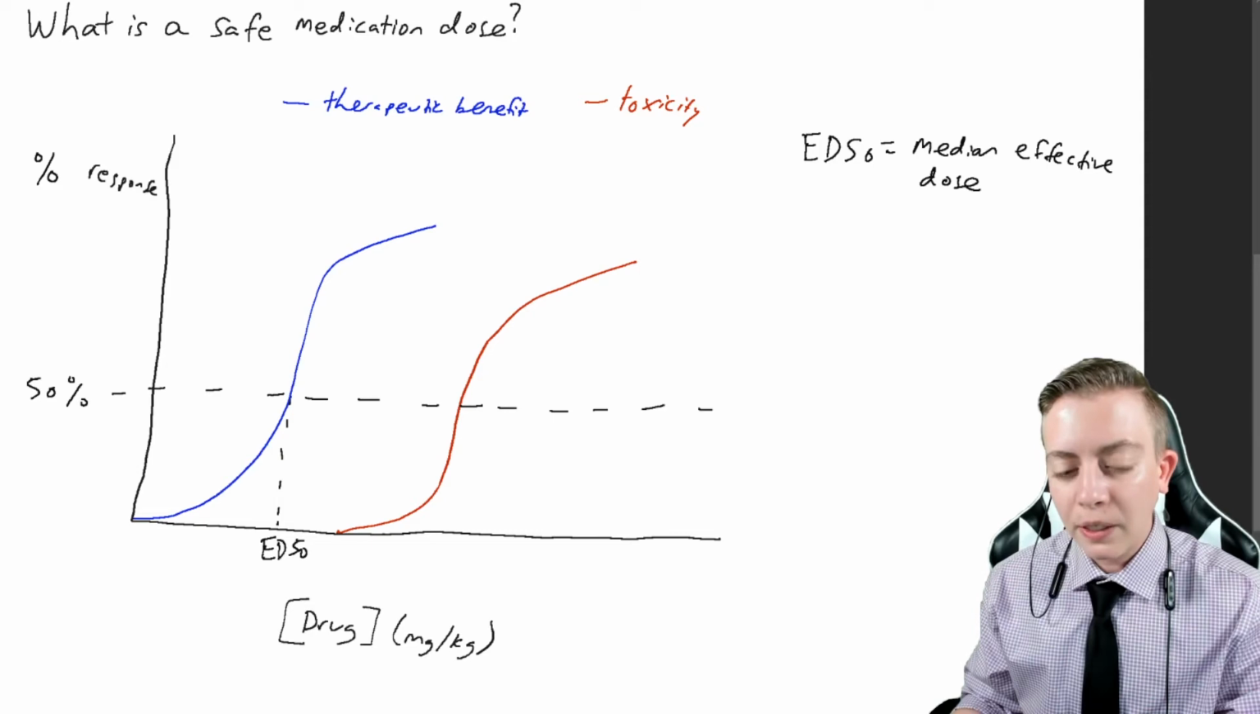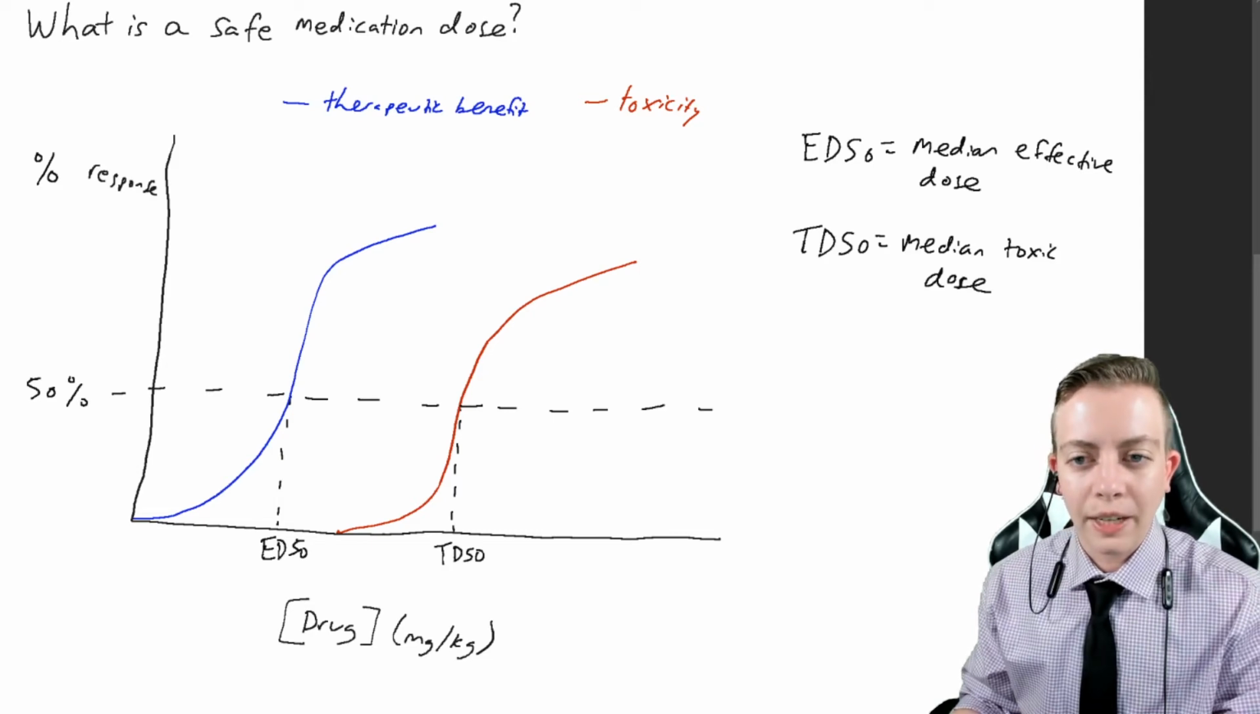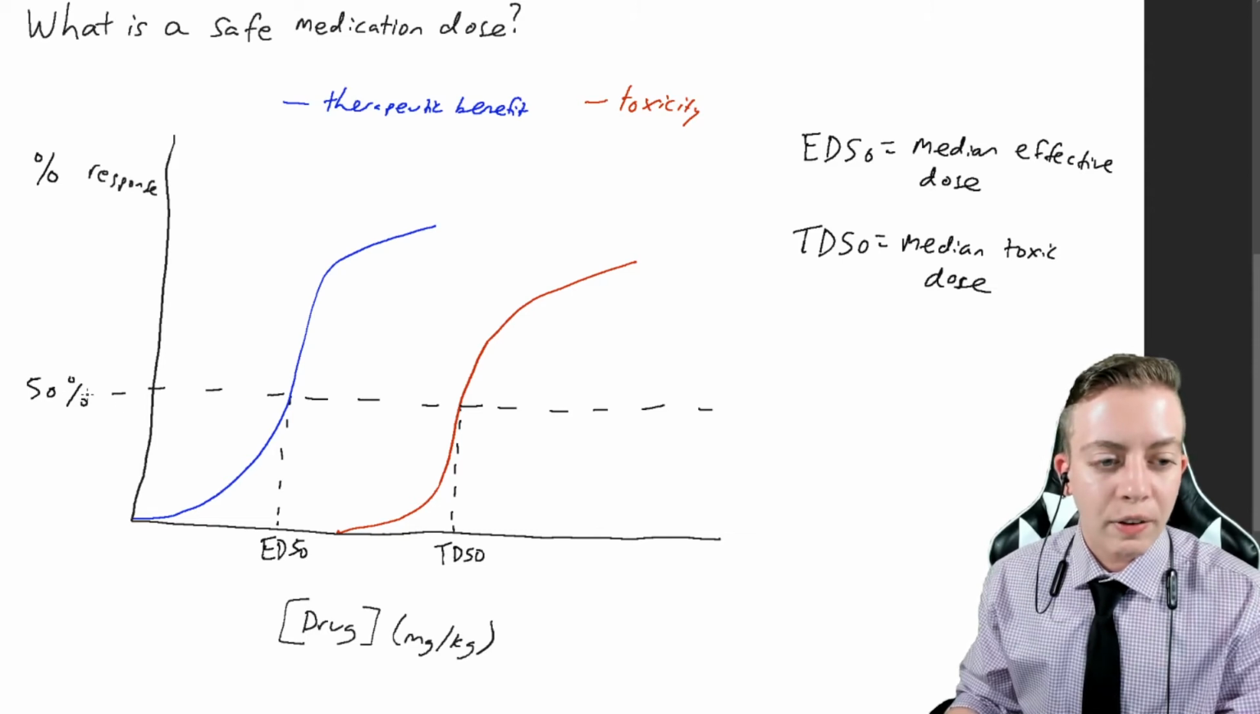And then the next number is the TD50, and this is the median toxic dose. So follow this up again, 50% of the population, all the way over here to the red, follow it down.